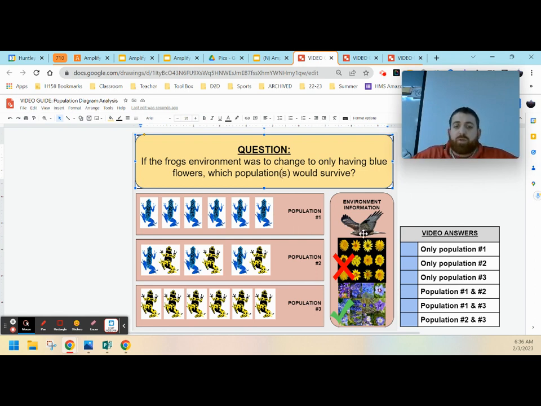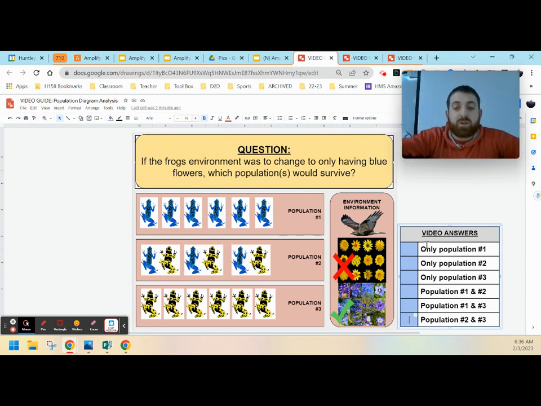So our options for the frog populations that would survive are population one, population two, population three, one and two, one and three, two and three. Take a second, select your answer, pause the video, and then rewatch it to see if you got the answer correct.